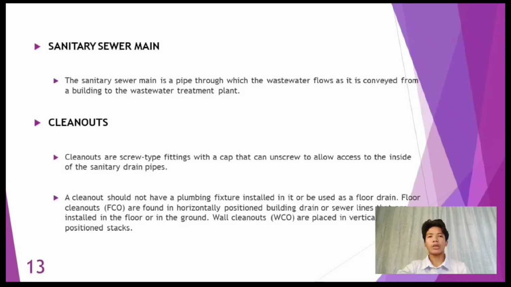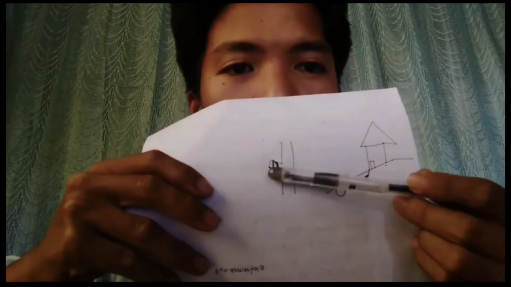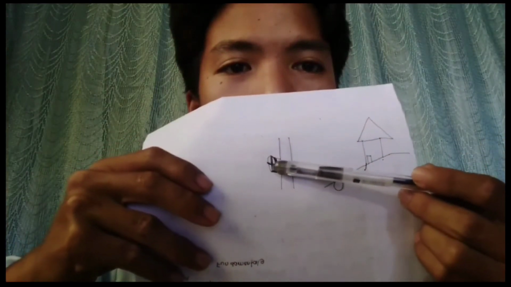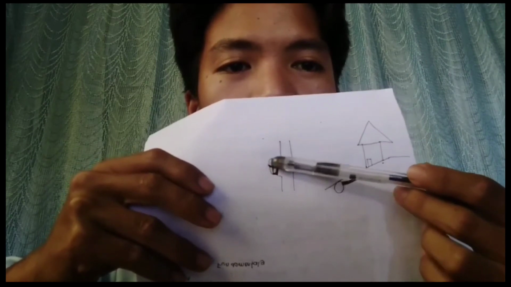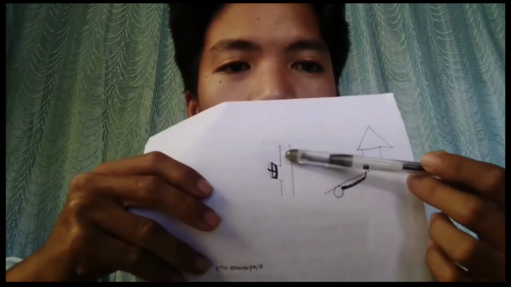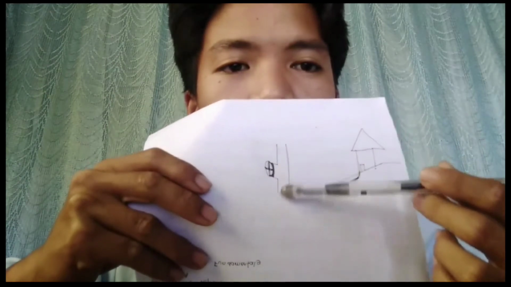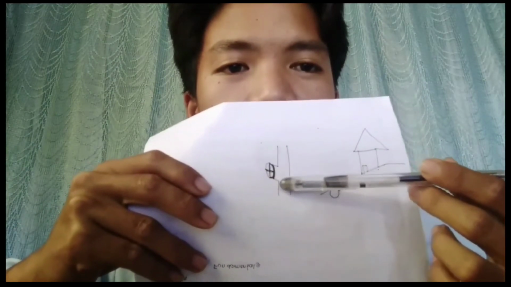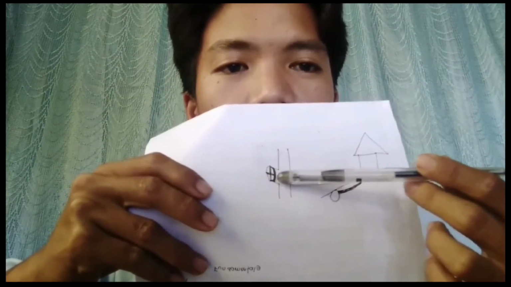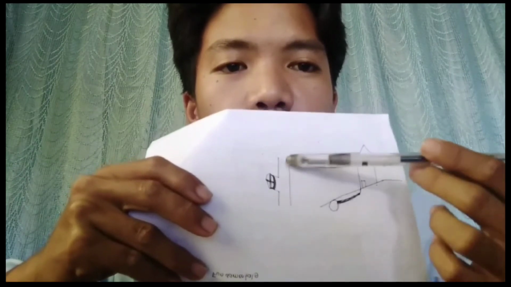Cleanouts. Cleanouts are screw-type fittings with a cap that can unscrew to allow access to the inside of sanitary drain pipes. So, ito, may dinrawing ulit ako dito. Ito yung tinatawag na cleanouts. Yung mga pwedeng mabuksan, pwedeng masara para, for example, may bumara ditong kung ano man, pwede mo siyang ma-access dito. Bubuksan mo lang to, pwede mo nang ma-access yung loob nito. So, ayun. Sana nagigets nyo.